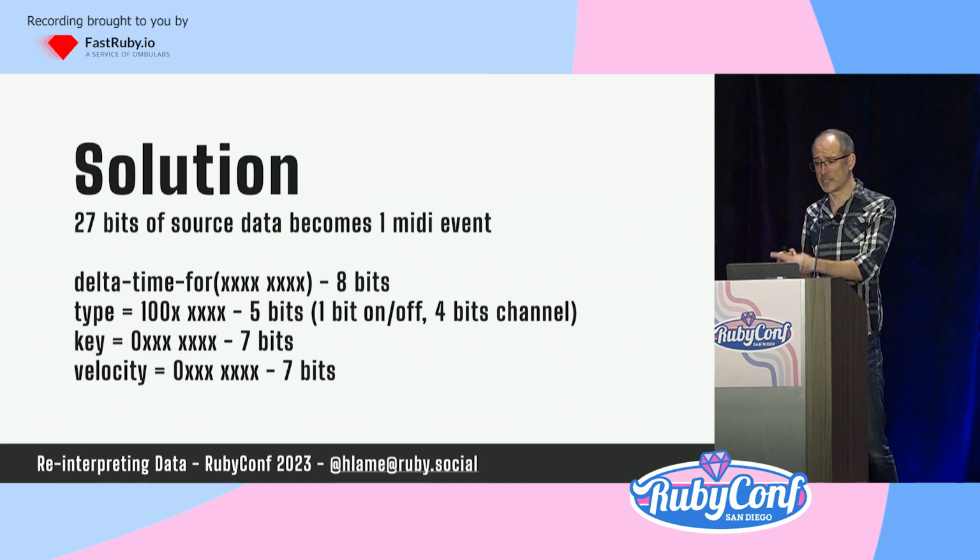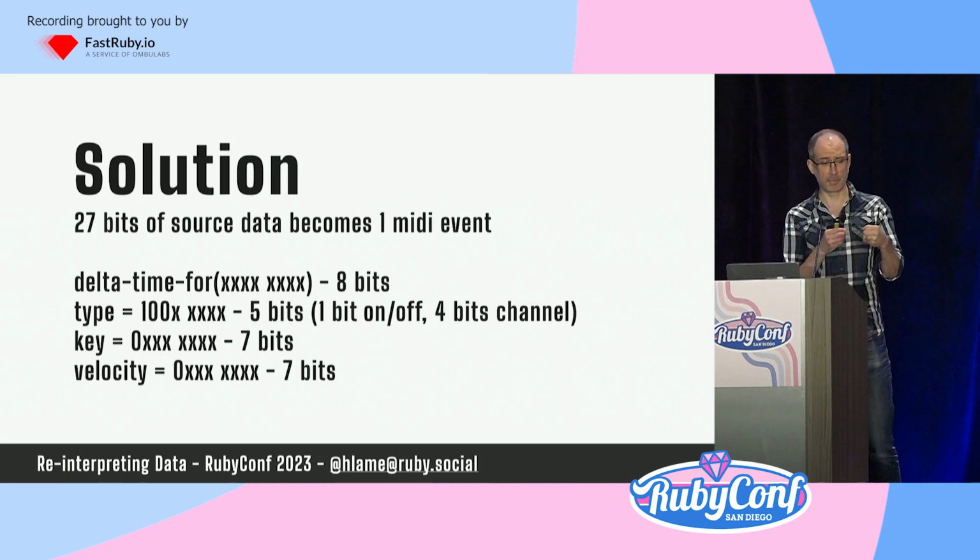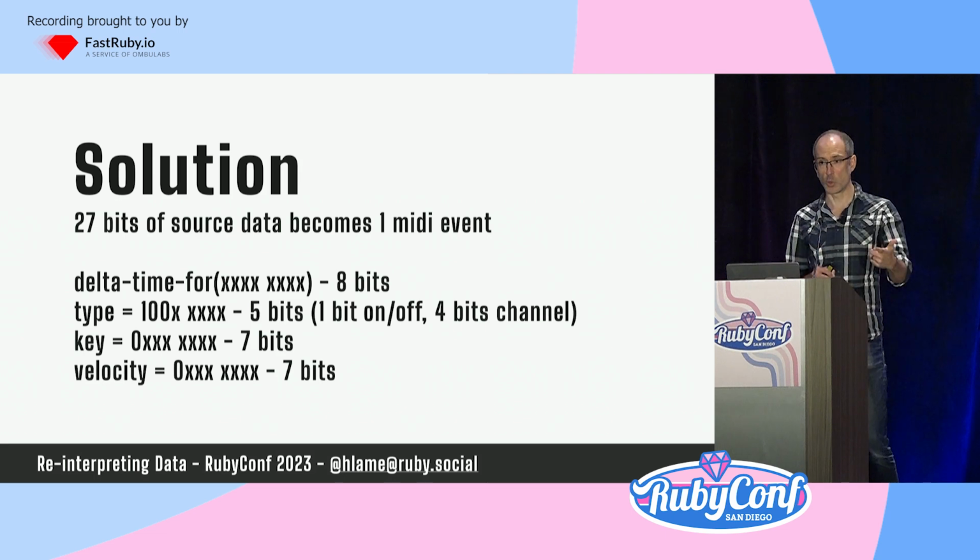Our solution is to deal with the bits within the source file, not the bytes. We need 27 bits of data from the source file to make one MIDI event. 8 bits to extract the delta time using variable length encoding. This will be turned into either 1 or 2 bytes.